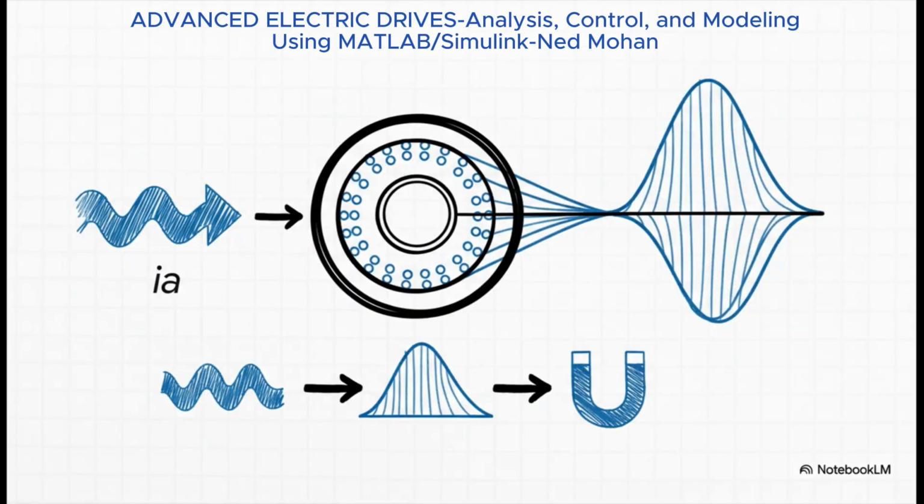And here is the beautiful result of all that careful design. When you pump a current, Ia, through that winding, the magnetic field intensity you get, H sub A, has a perfect cosinusoidal shape. It peaks right along the winding's magnetic axis at theta equals 0, exactly where we wanted it. This is that crucial link between the physical construction and the magnetic result.